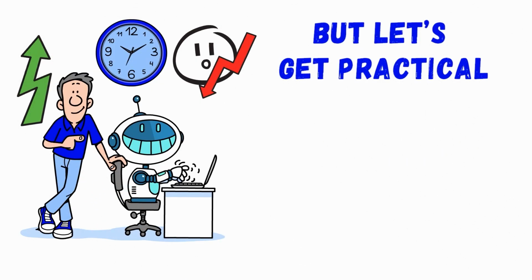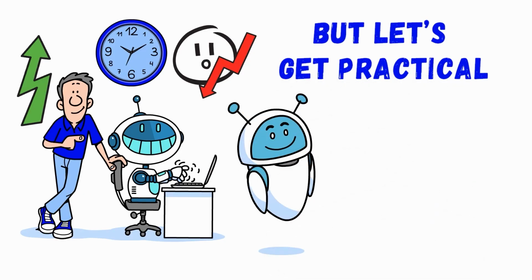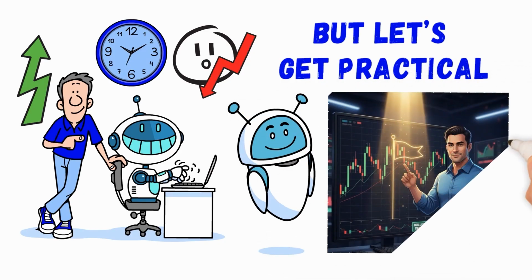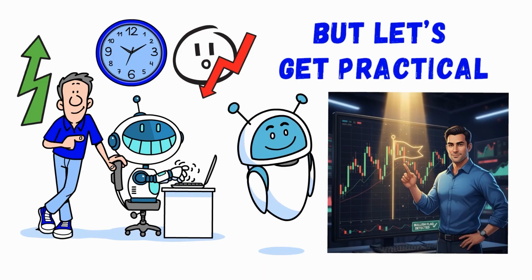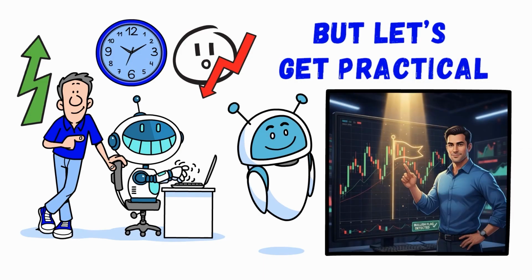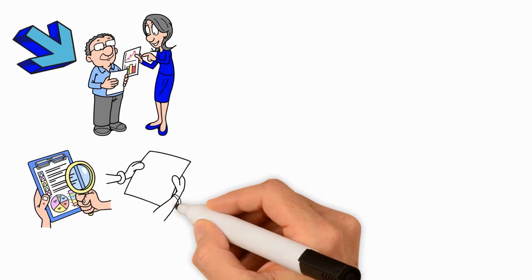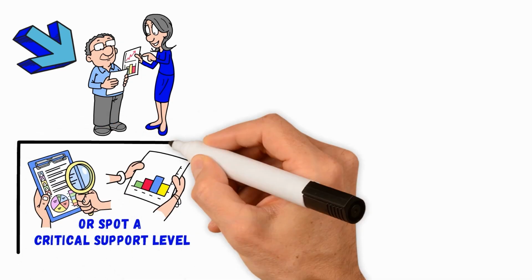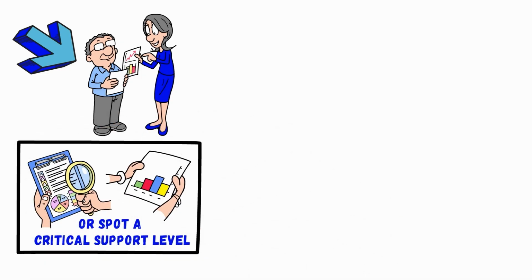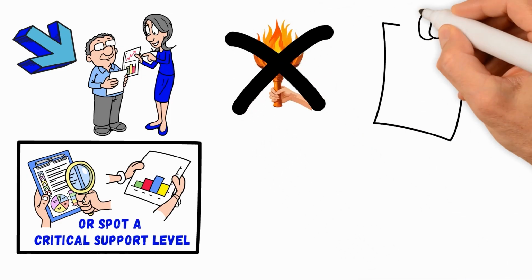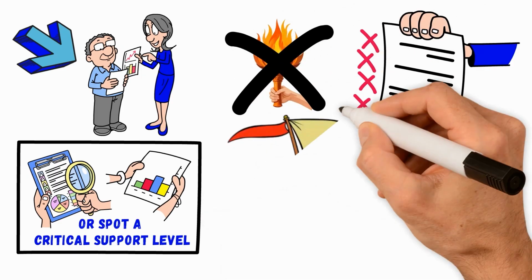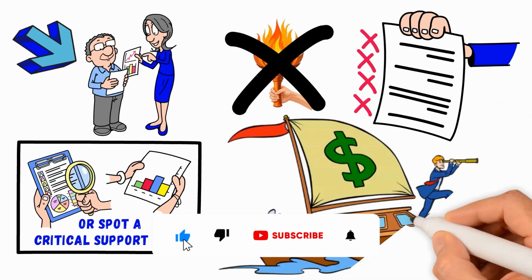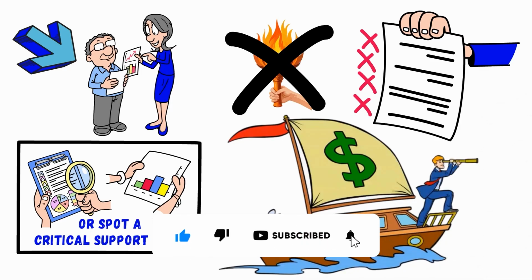But let's get practical. Imagine you're using auto chart patterns and spot a bullish flag pattern flagged up on your screen. Now, you're not just relying on blind luck or gut feelings. You take that info and combine it with your analysis. Maybe check the volume, assess some moving averages, or spot a critical support level. This combo, it's powerful. You're not shooting in the dark, you're making informed decisions. You become the captain of your trading ship, steering it towards success, rather than hoping for the best.